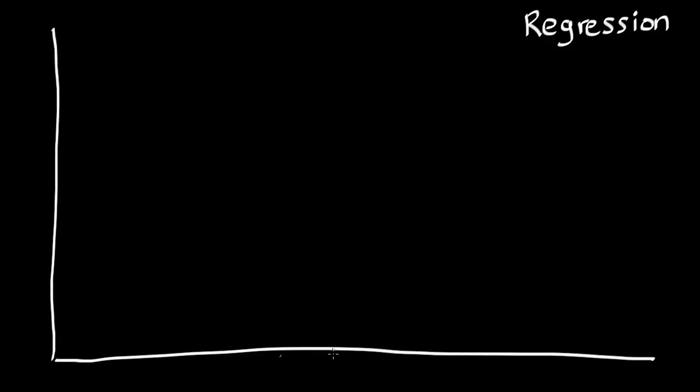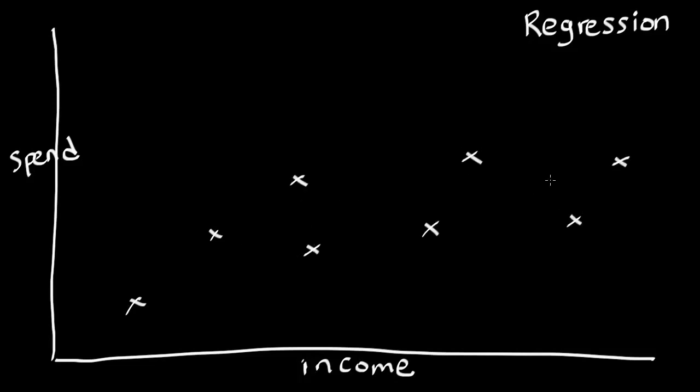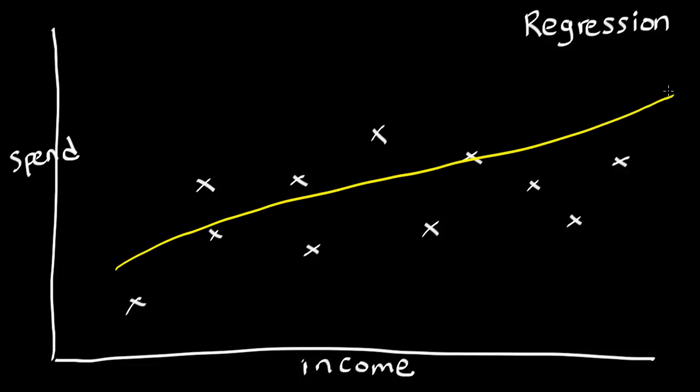So if we were to draw an example model, here at the bottom we have income, and on the response we have spend. So how much people earn and how much they spend, and we have some data. We have a data set with maybe a large number or a small number of actual data points there. And then we use regression to draw a line through the data which most closely represents it.